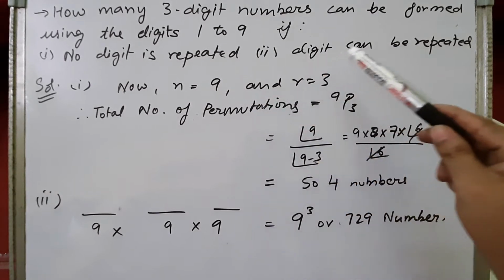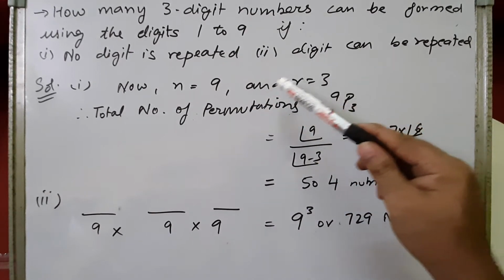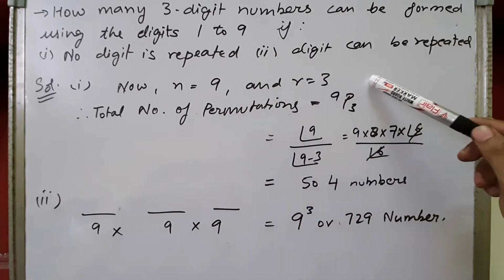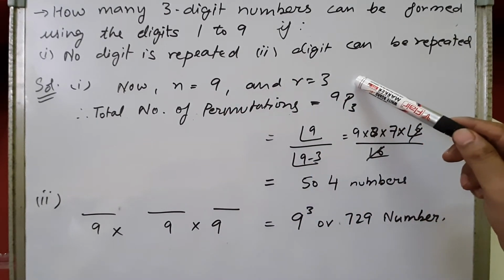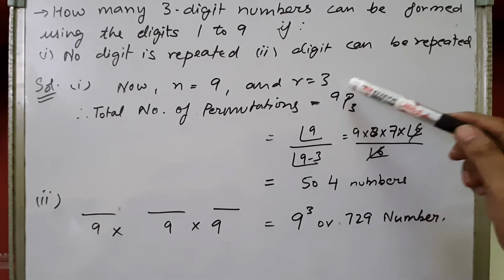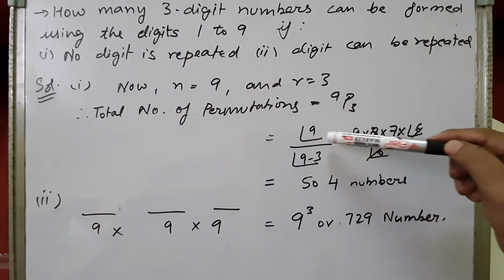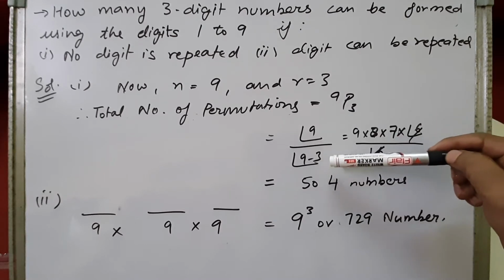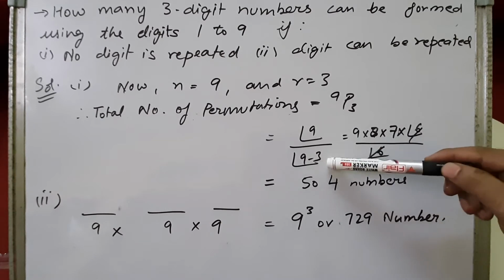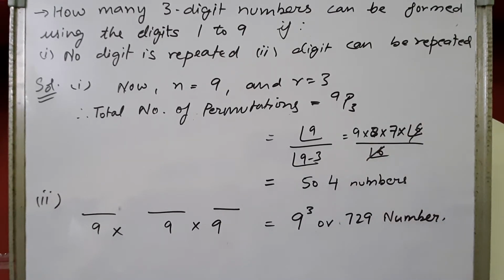How many digits do we have? We have a 3-digit number, and we have digits 1 to 9. That means the total number of digits is 9 and we have to place them on 3 places. That means the total number of permutations will be 9P3. When we solve 9P3, it will be factorial n upon factorial n minus r. n is 9, r is 3. So it will be factorial 9 upon factorial 9 minus 3, which is factorial 6.